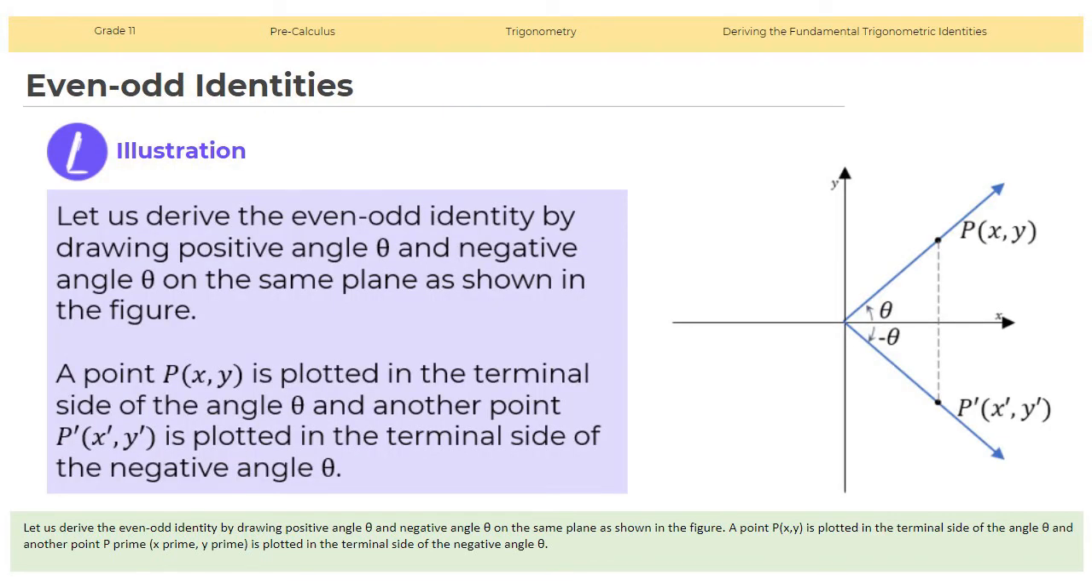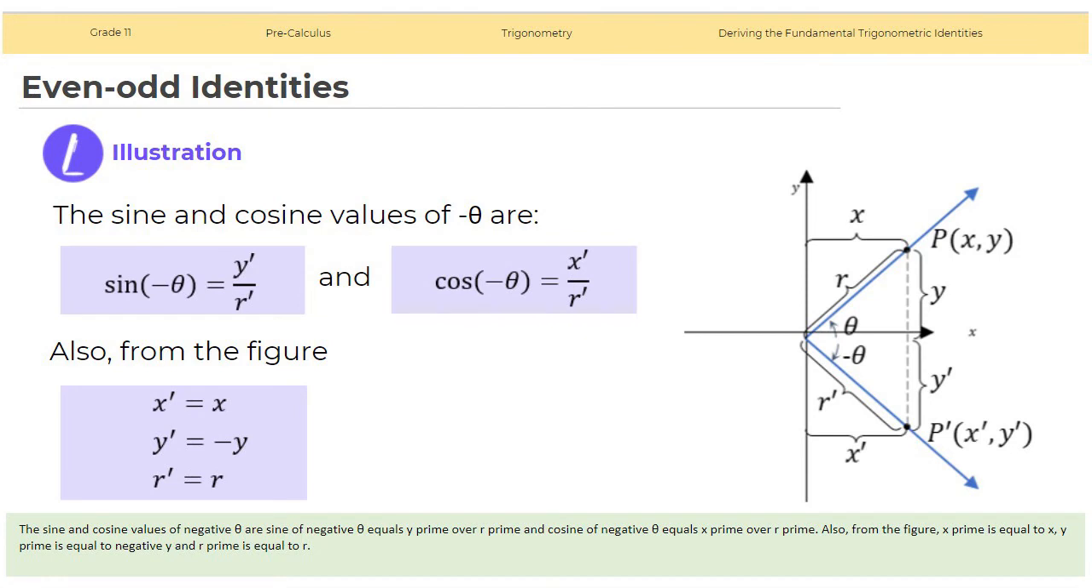Now, let us derive the even-odd identities by drawing a positive angle theta and a negative angle theta on the same plane as shown in the figure. A point P with coordinates x, y is plotted on the terminal side of the angle theta, and another point P prime, x prime, y prime, is plotted on the terminal side of negative angle theta. The sine and cosine values of negative theta are: sine of negative theta equals y prime over r prime, and cosine of negative theta equals x prime over r prime.